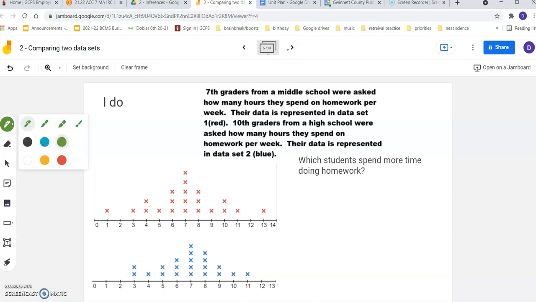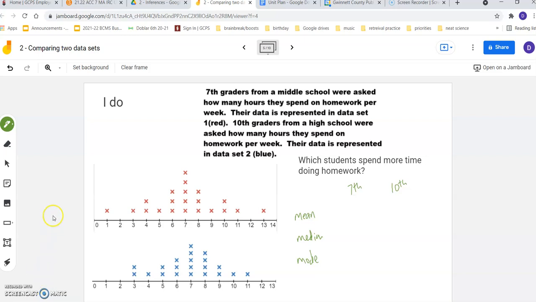Right off the bat, I see the 7th graders, the person who does the most, but also the person who does the least, and there's a whole bunch in the middle. And so it's hard to say which one does more and which one does less because it looks pretty close. So a way we're going to do that, we're going to calculate those measures of center, the mean, the median, and the mode for each, and we're just going to see how it looks for 7th graders and then also for 10th graders. So let's start with mean.